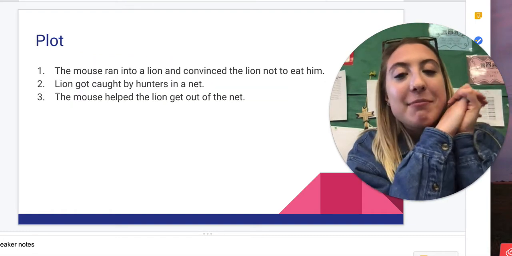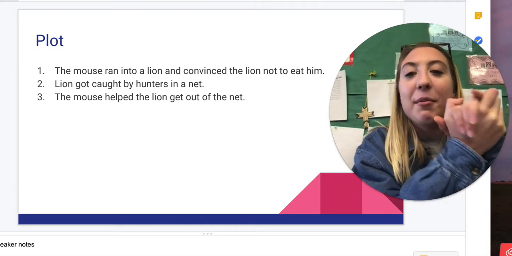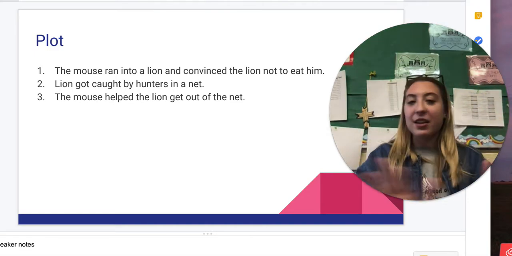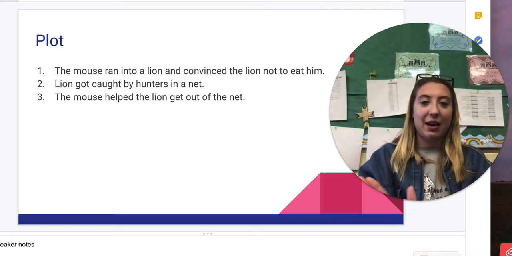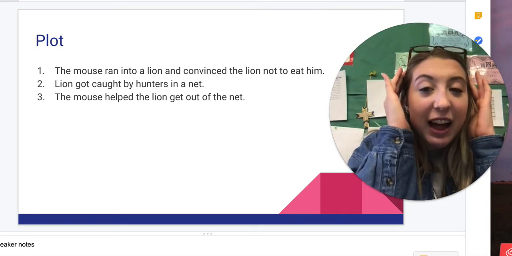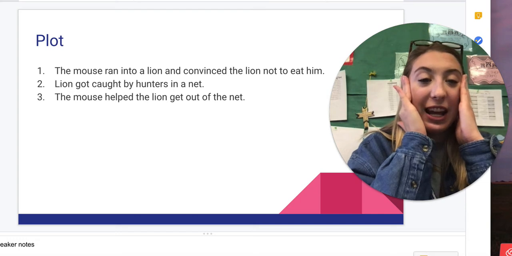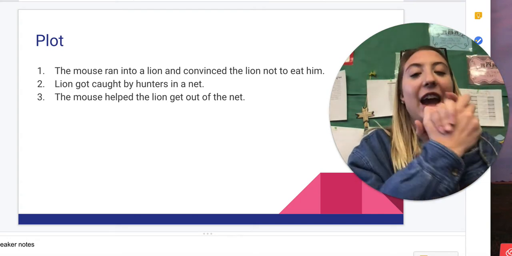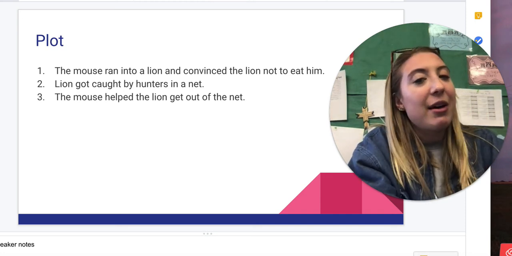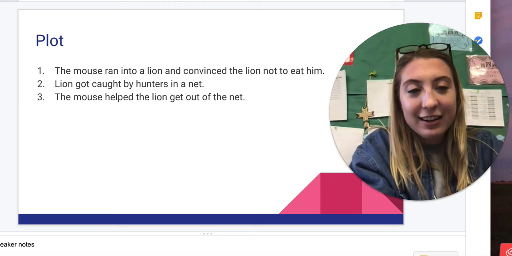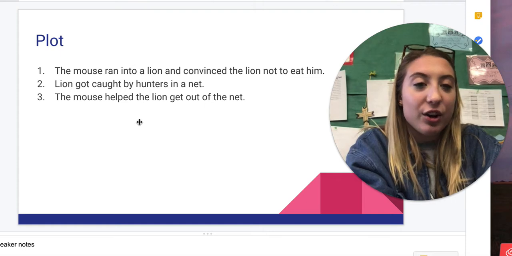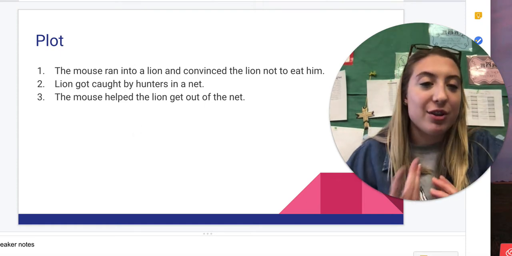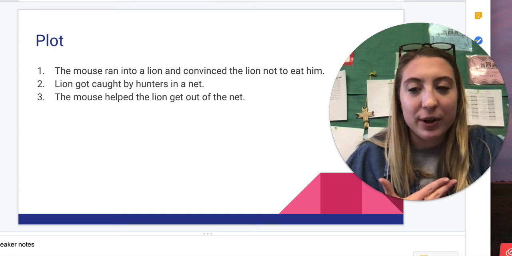So remember, the mouse ran into a lion and caught him, and then convinced the lion not to eat him. So that was the first thing that happened. And then the lion got caught by hunters in a net the hunters put out. And the last thing that happened was the mouse helped the lion get out of the net. And notice how these are all in the correct order of how we read the story. So that was our plot. Those are the events that happened in our story.